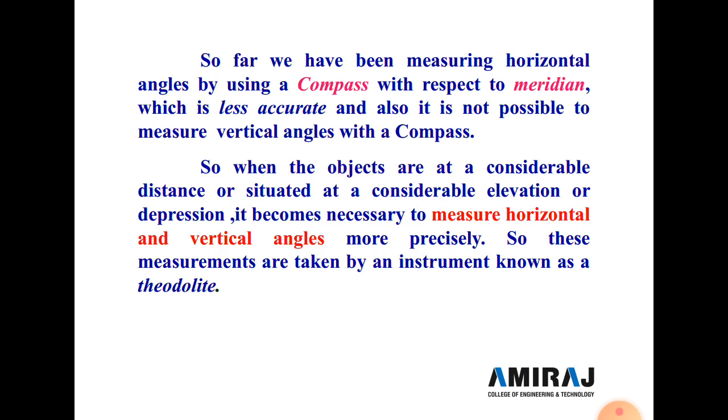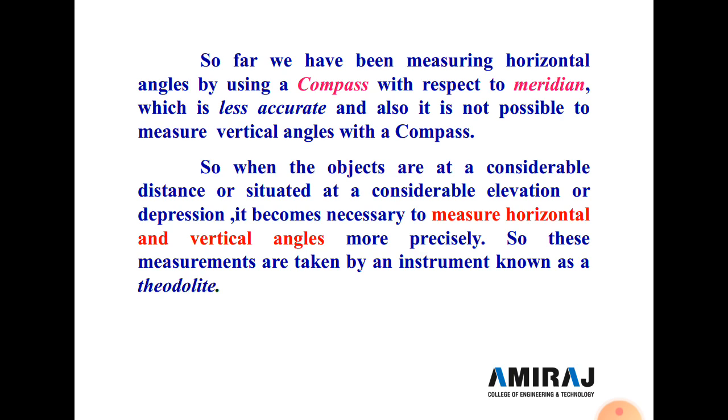In surveying we discuss angles and measurement. So far we have measured the horizontal angle using the compass. Generally, with the help of the compass we measure the horizontal angle with respect to the north direction, and it is not possible to measure the vertical angle using the compass. The compass only rotates in a horizontal direction, clockwise or anti-clockwise, and does not move in a vertical direction. So for measuring vertical angles, a theodolite is compulsory.